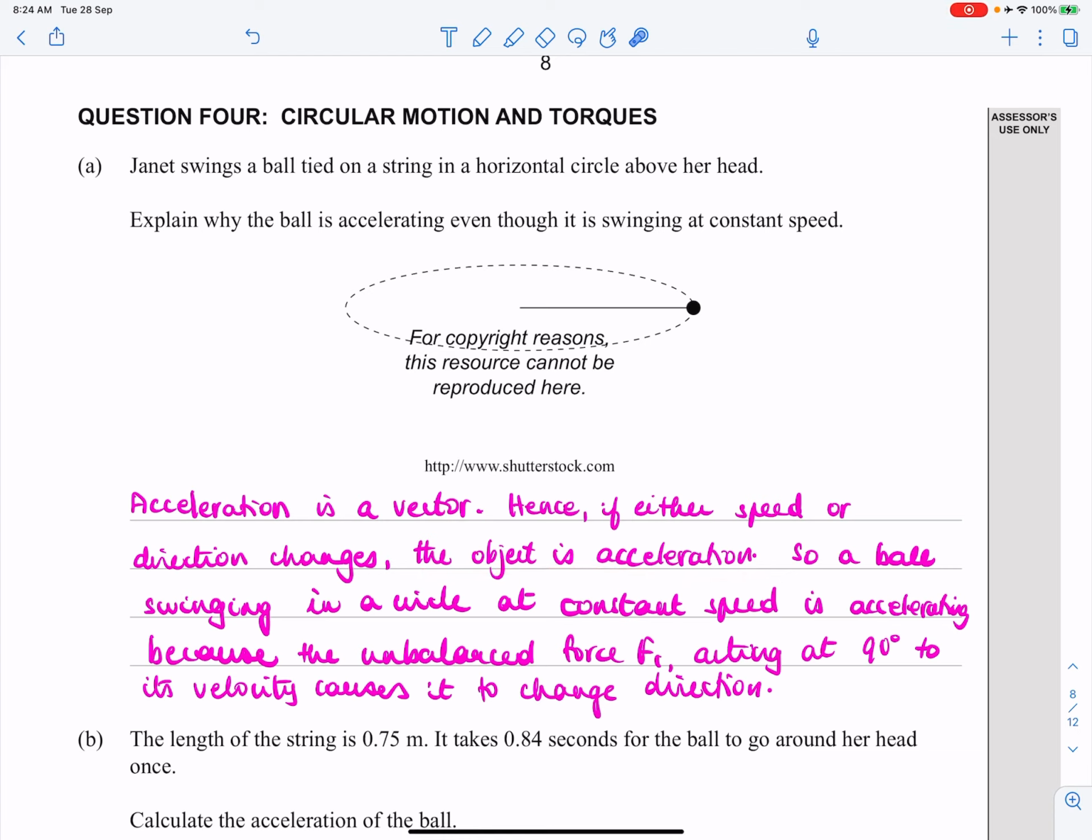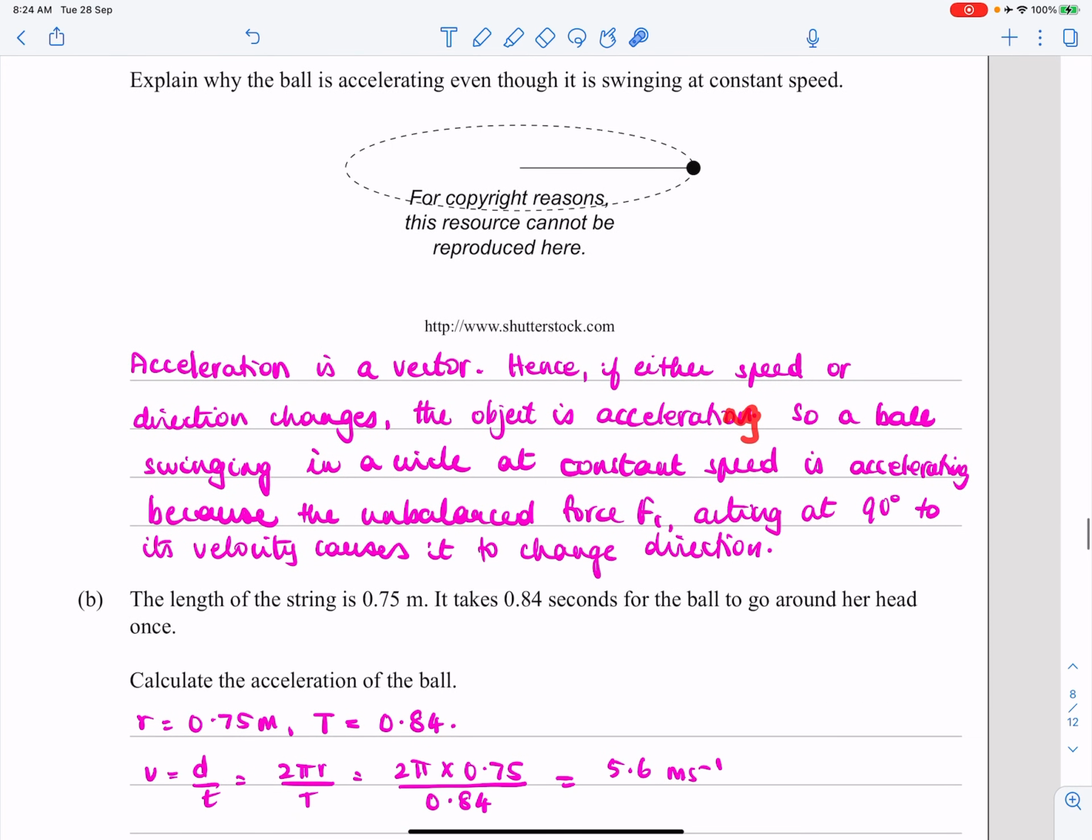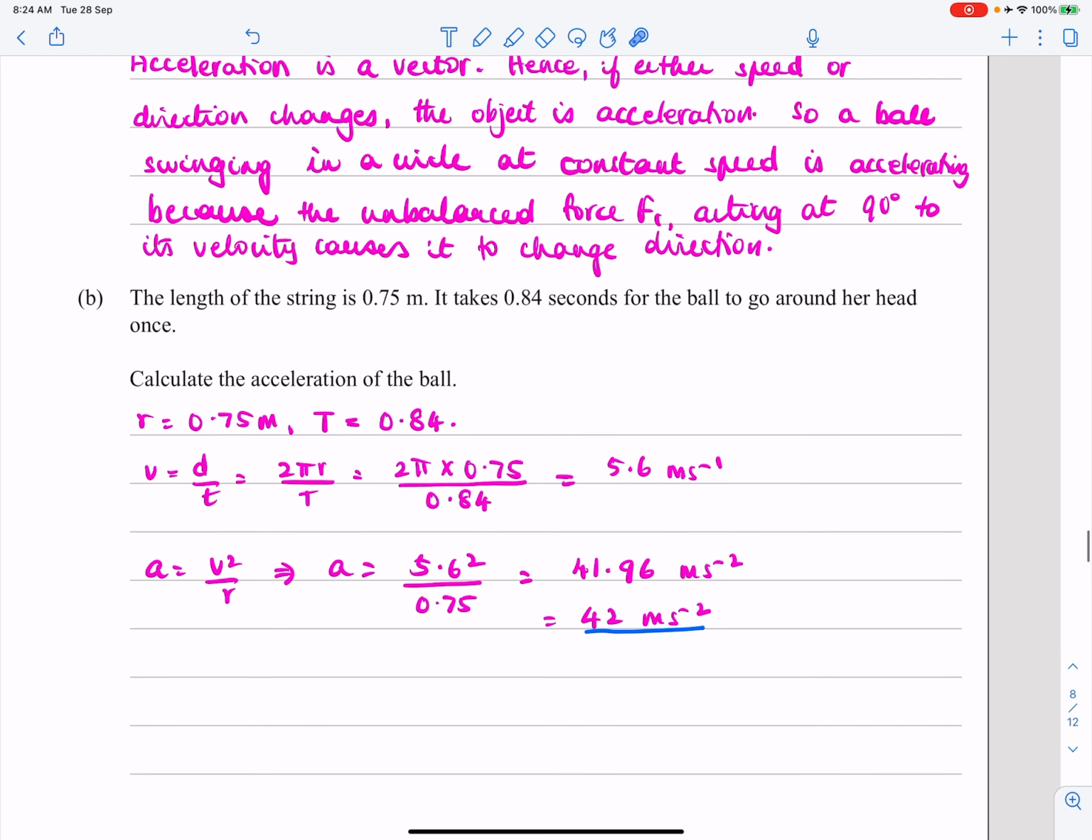Okay, and so a ball swinging in a circle at constant speed is accelerating, and what does cause acceleration is this unbalanced force, the centripetal force, which acts at 90 degrees to its velocity, and that causes it to change direction. Okay, then the length of the string is 0.75 meters, so that's actually the radius of the circle.